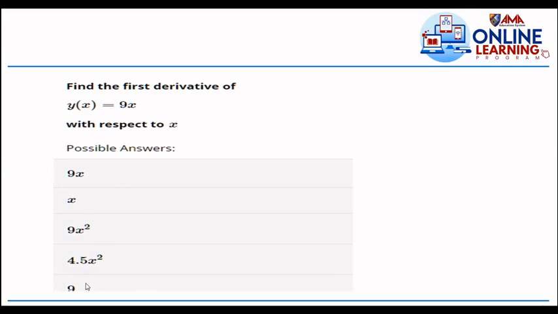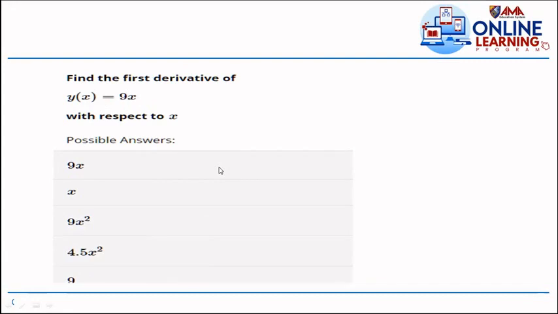Tama yung sagot mo, no? Letter E. The answer is 9, no? Kasi our exponential is 1. So 9 times 1 multiplied by x raised to 1 minus 1. So any number raised to 0 is 1. So 9 times 1, the answer is 9. Okay? Oh, congrats. Tama. Next.